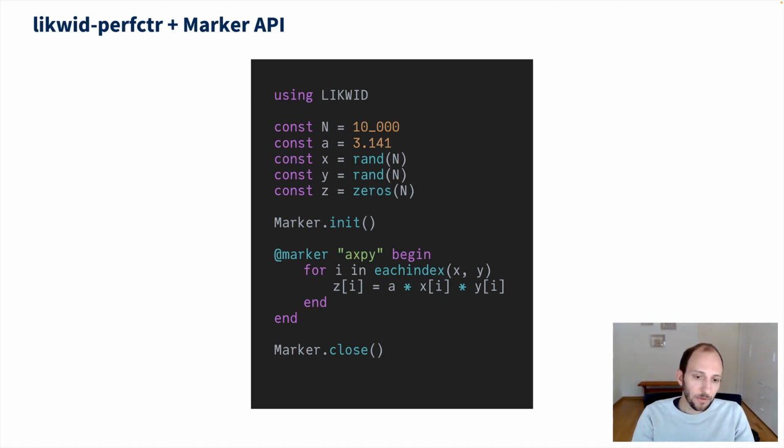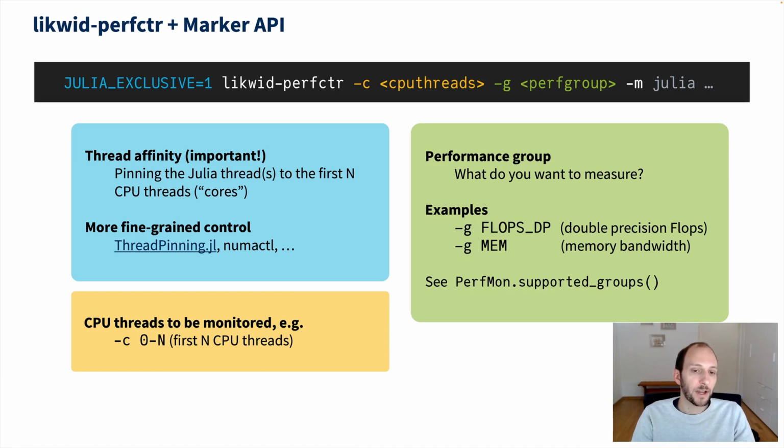And crucially, once you've augmented your code like this, you can now run your Julia code under a little command line tool, which you've gotten from installing LIKWID, and that is likwid-perfctr, like likwid-perfctr.